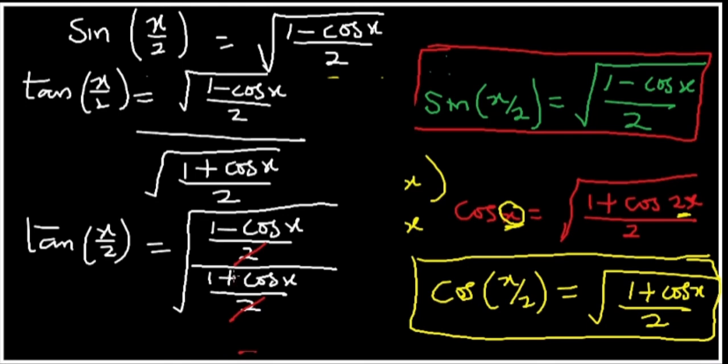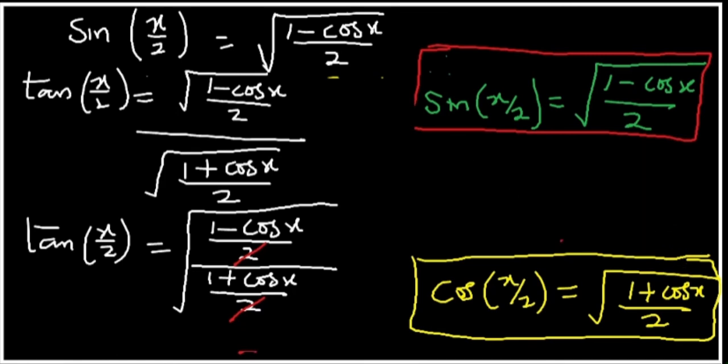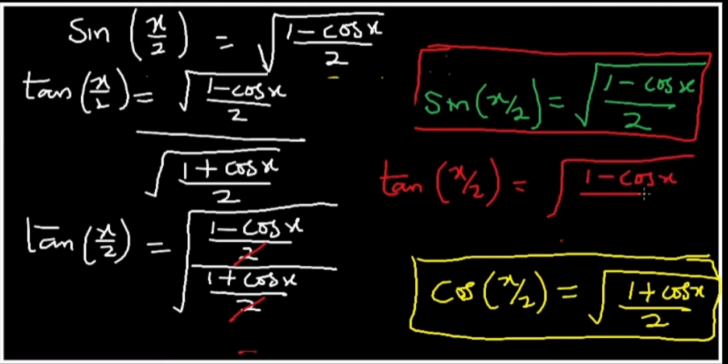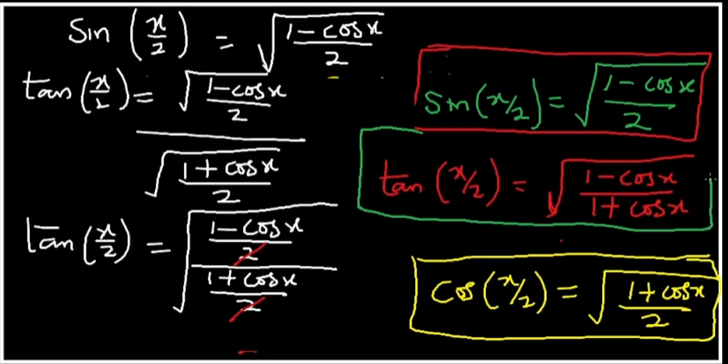Therefore, the one for tan actually will also be, let me write it here so we can see it on a straight line. The half angle for tan will now be the square root of 1 minus cos x over 1 plus cos x. So this is how to do this. This is how to prove all the half angles for sine, tan, and cos.